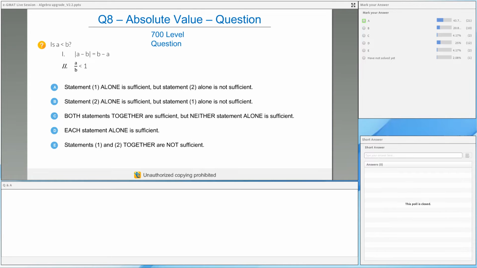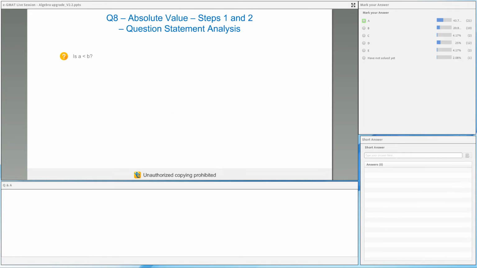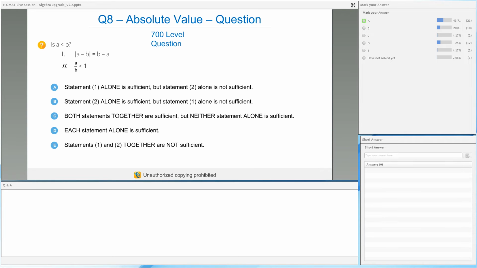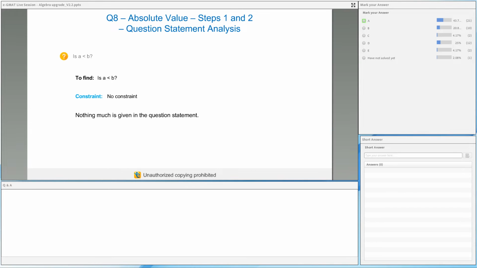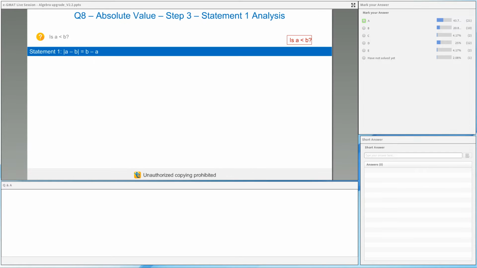So just to tell you, more than 90% of you got the answer incorrect. Okay, let's discuss this and see where you faltered. I need to find out, is A less than B, and there is nothing else given to me. As you can see, I have no constraints, nothing at all. So I'll simply jump into the statements.